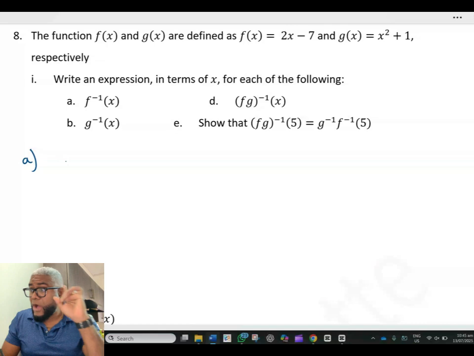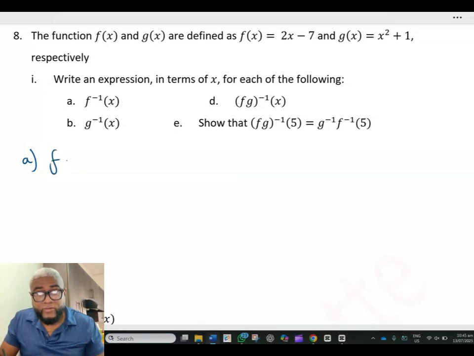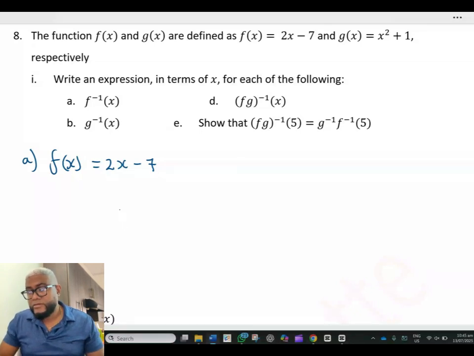So there we go. I want to find f negative 1 of x first, right? So I'm going to write down what f of x is. That will be 2x minus 7. What's the first thing I had to do here, Raheem? Yes, sir. What's the first thing I'm doing here?